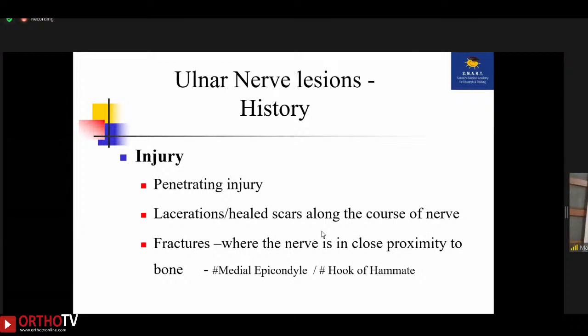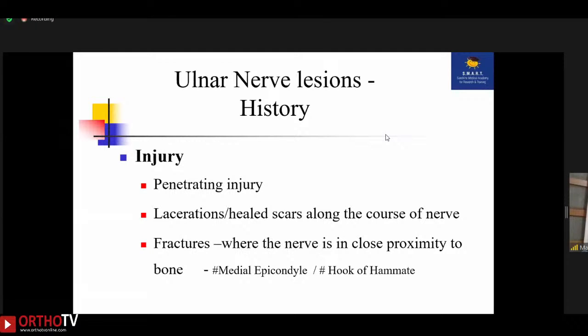Any blunt trauma or a fall on an outstretched hand with an injury to any of these things. And of course, if there's an ulnar nerve injury and some surgery is done under the elbow, always keep it in mind, it could be iatrogenic. So this history will probably tell us where the nerve is injured and what could be the type of injury.